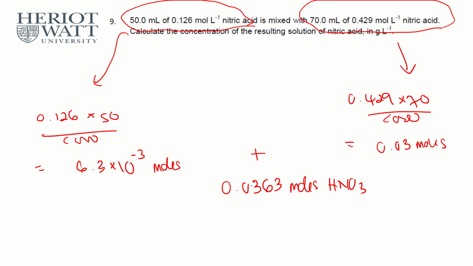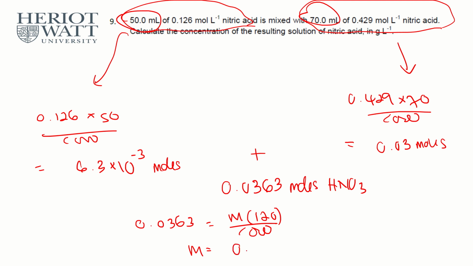All right, and then what is the concentration? I have the mole, 0.0363 moles equals M times the volume. The volume is supposed to be the addition of both, 50 plus 70, so you get 120 over 1000. You will get your answer M as 0.3 mole per liter. And they want your answer in gram per liter.